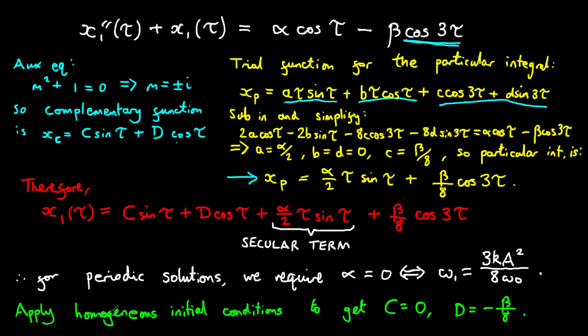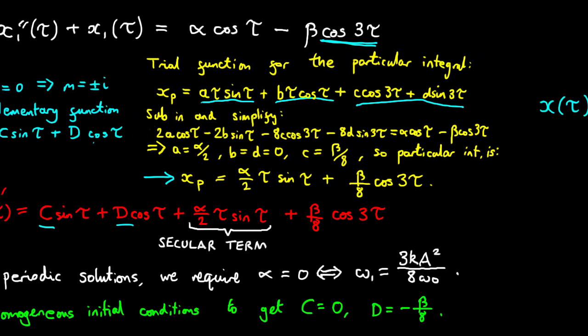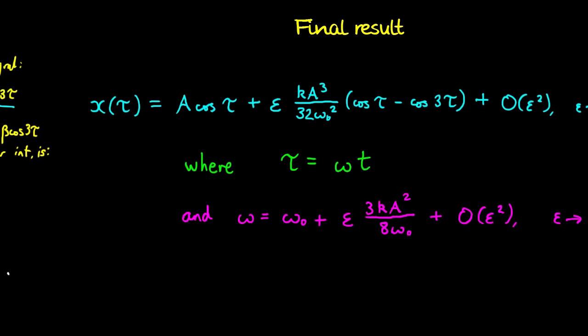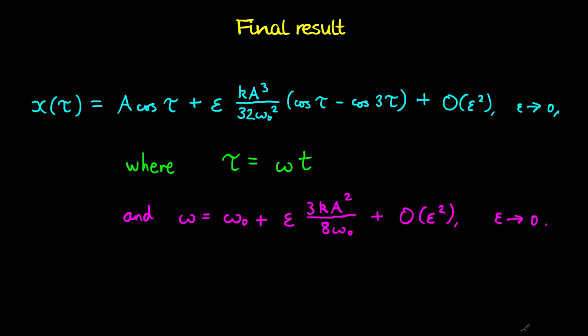Then finally we can apply homogeneous initial conditions to find out what these constants c and d are here. If you apply those homogeneous initial conditions, you get that c is equal to 0 and d is equal to minus beta over 8. So we've completely found x1, and we found x0 earlier, so all we need to do to finish the solution is to collect together the final result.